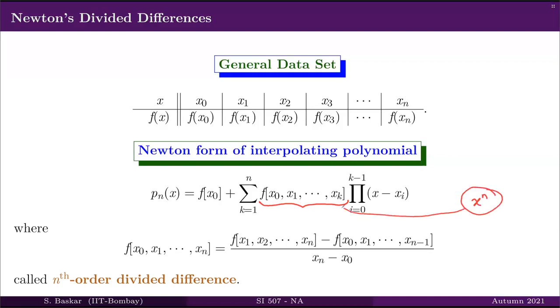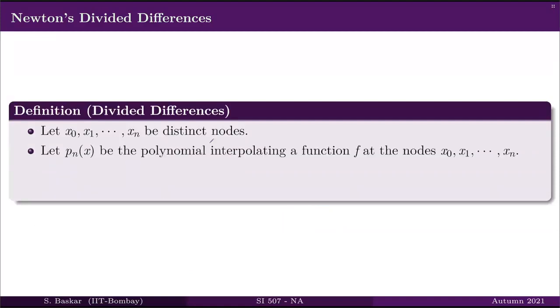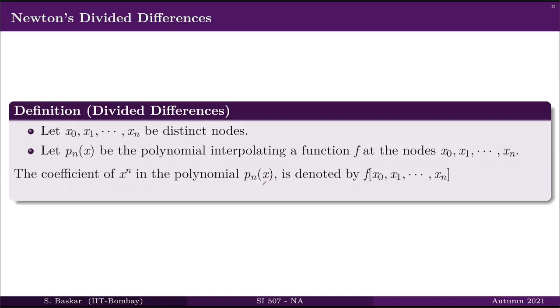You can clearly see it from the way Pn is written. Let us put this itself as the basic definition of the nth order divided difference. Let x0, x1 up to xn be distinct nodes. Let Pn of x be the polynomial interpolating a function f at these nodes. Then the coefficient of x power n in the polynomial Pn of x is denoted by f of square bracket x0, x1 up to xn and is called the nth divided difference of f.